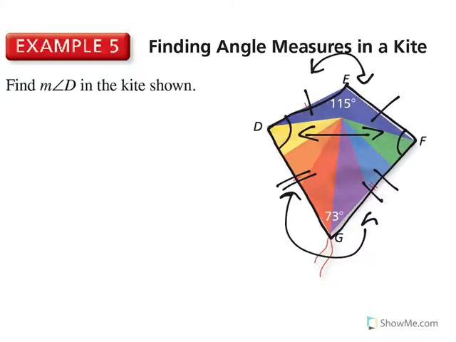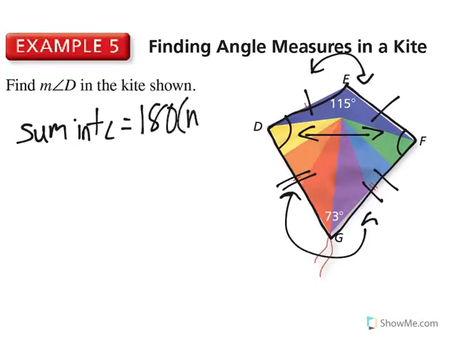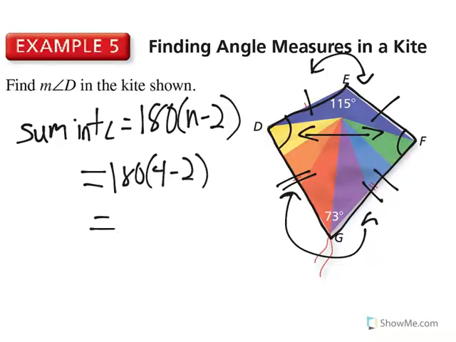And so then we have to figure out what is the actual measure of those angles. Well, this is a quadrilateral. In quadrilaterals we can use our formula to find the sum of the interior angles. Going back a little bit to the beginning of chapter 7, the sum of interior angles is equal to 180 times n minus 2, n being the number of sides. In this case, it's a quadrilateral, so it's four-sided. So we have 4 minus 2. I have 180 times 2, and so that gives me 360.